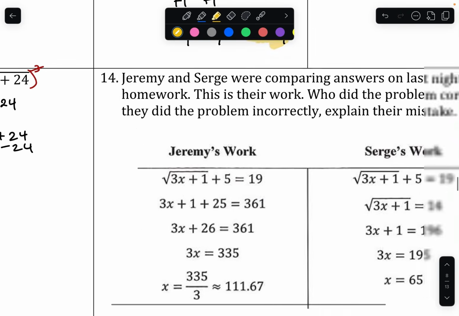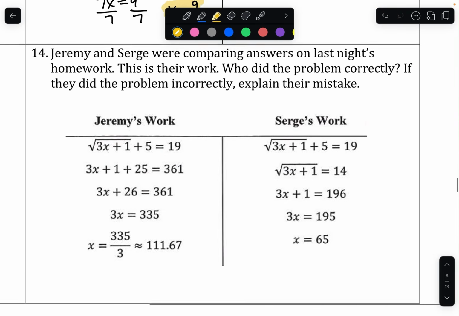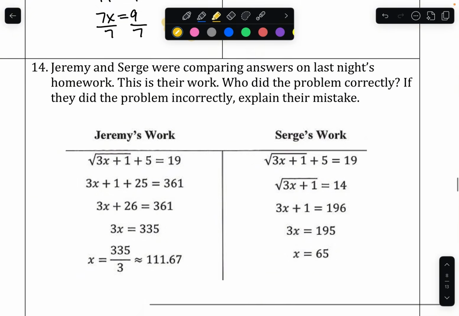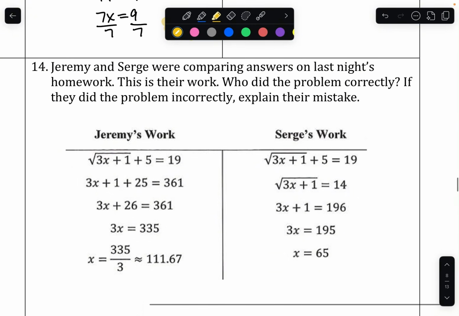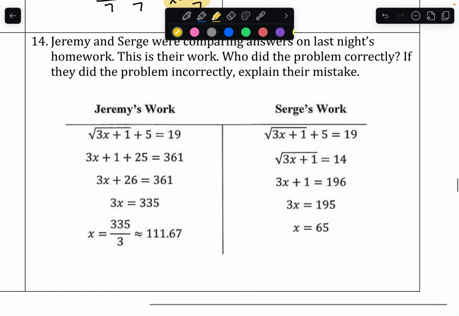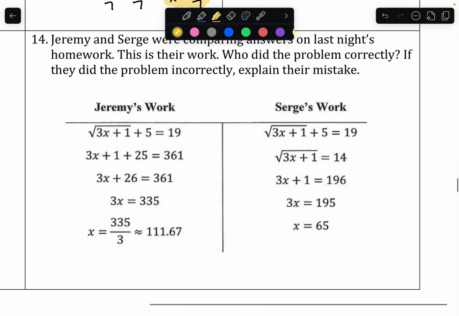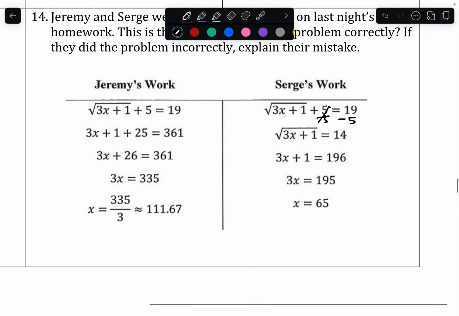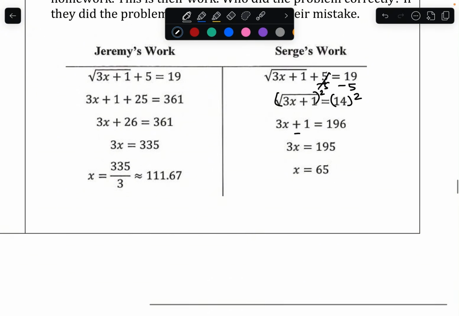All right, so looking at this last one, it says, Jeremy and Serge were comparing answers on last night's homework. This is their work. Who did the problem correctly? If they did the problem incorrectly, explain their mistake. Okay, so looking at Serge's work, it looks like he subtracted 5 from both sides. Good first step. And then when he squared both sides, he got 196. And then he subtracted 1 from both sides and got 195, then divided by 3 and got x equals 65.